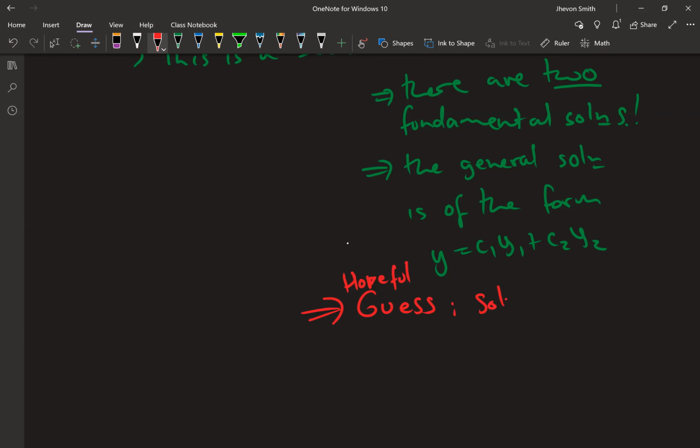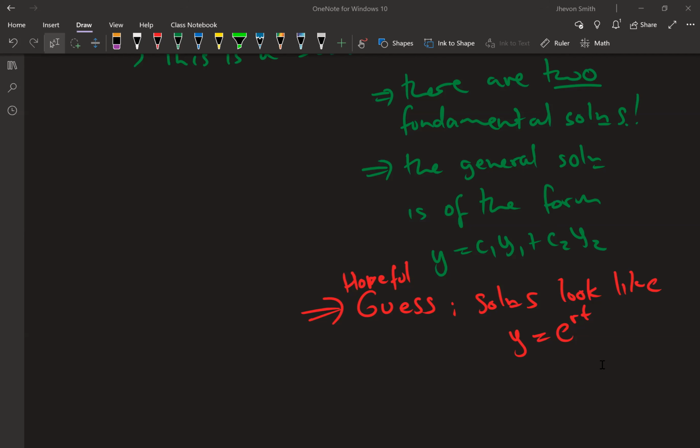The solutions look like y equals e to the rt. And it's just a hope. That's all it is. The first function that comes to mind that I think could do something like what I need it to do is the exponential function.